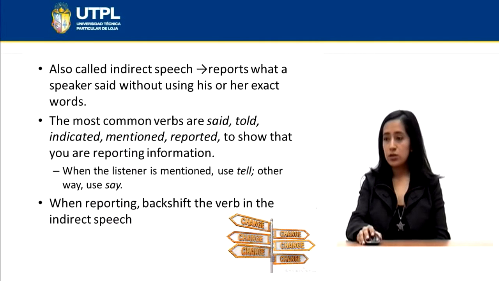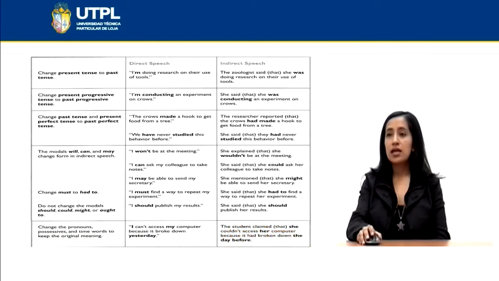When reporting, we need to backshift the verb in the indirect speech. Here we can see the present tense changed to the past tense. We have an example. The direct speech is, I'm doing research on their use of tools. Indirect speech: the zoologist said that she was doing research on their use of tools. Present progressive tense changed to past progressive.